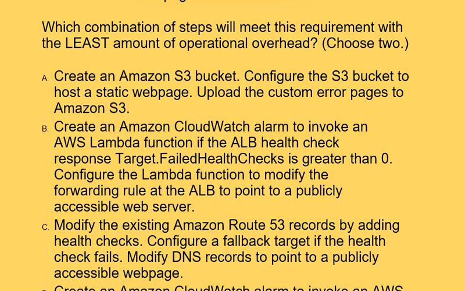Option C. Modify the existing Amazon Route 53 records by adding health checks. Configure a fallback target if the health check fails. Modify DNS records to point to a publicly accessible web page.